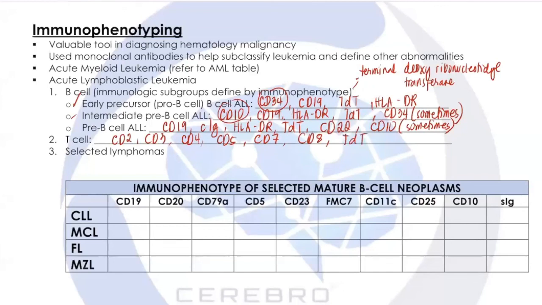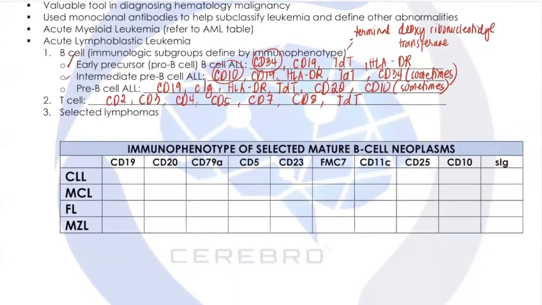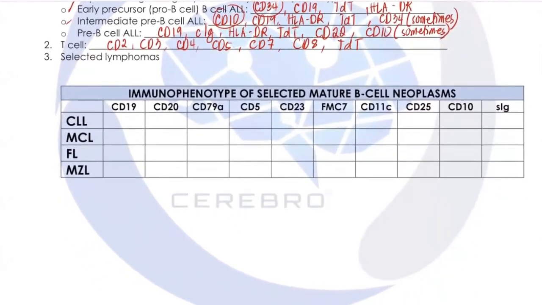Okay? Now, here are the immunotype of selected mature B-cell neoplasm. So, lagyan ko siya ng star. Very important in the exam. Okay? So, first, we have here CLL. So, CLL is chronic lymphocytic leukemia.